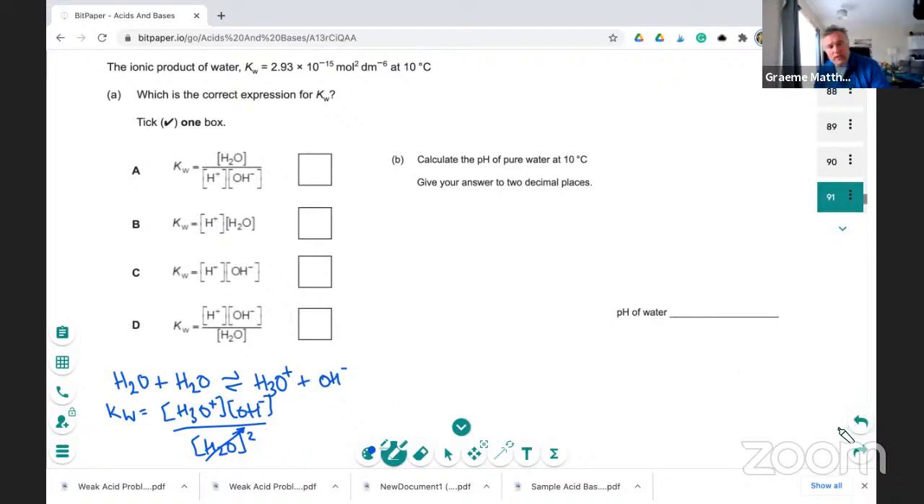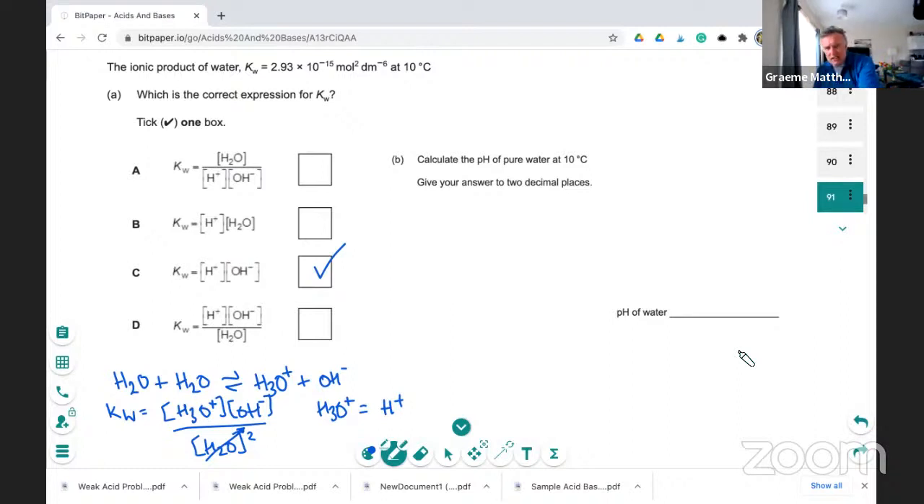but we know that you don't bother putting liquids or solids into the equilibrium expressions because for all intents and purposes, their concentration is constant. So therefore, Kw is H3O plus times OH minus, but I also know the H3O plus is written in shorthand as H plus, and so therefore it's got to be C. It's got to be H plus times OH minus. And so this was the first one. Now the second one then, chemists, look at this one.